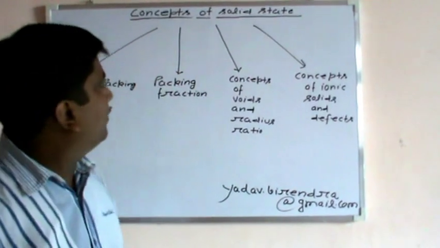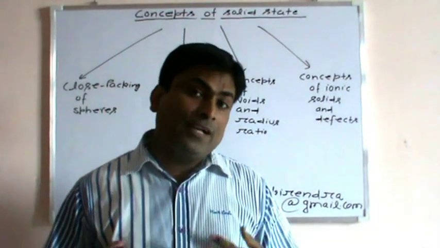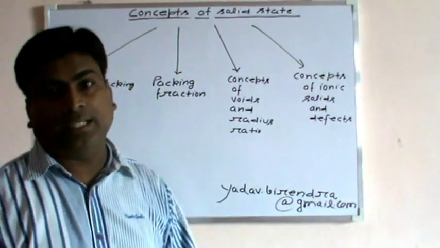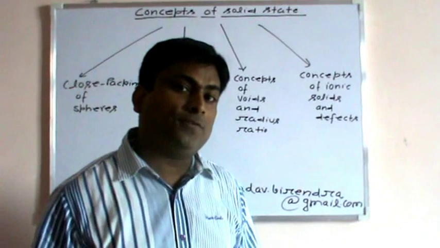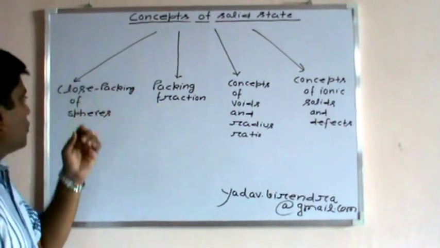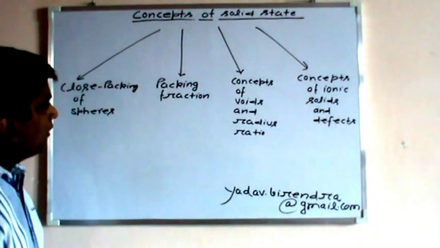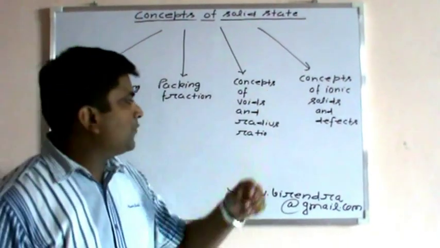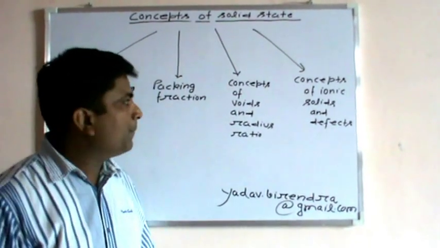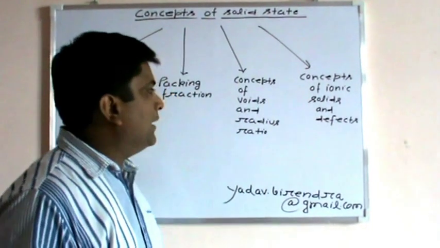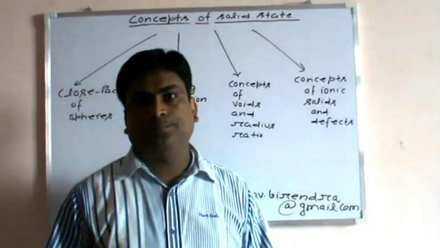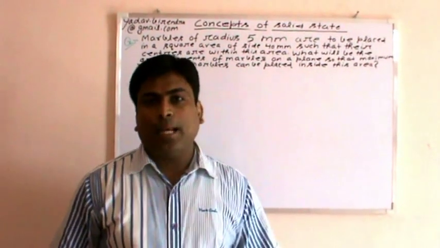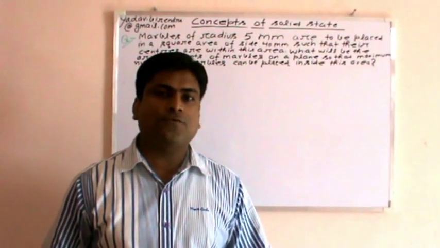Here basically I want to discuss different types of questions that can be framed with the help of the concepts of solid state. A few important concepts of this chapter are close packing of spheres, packing fraction, especially in HCP, concepts of voids and radius ratio, and concepts of ionic solids and defects. Here I am going to discuss different types of questions that can be framed with the help of concepts of solid state.